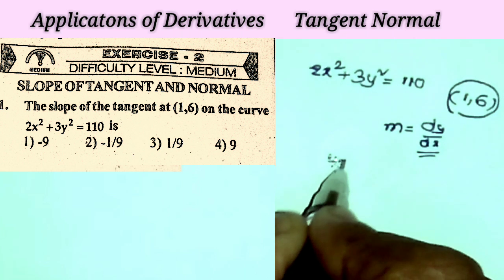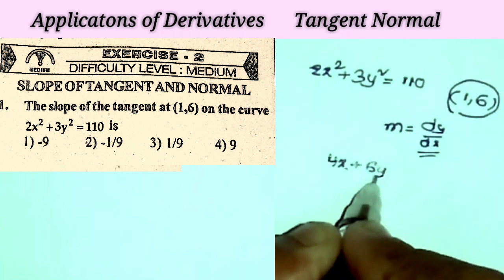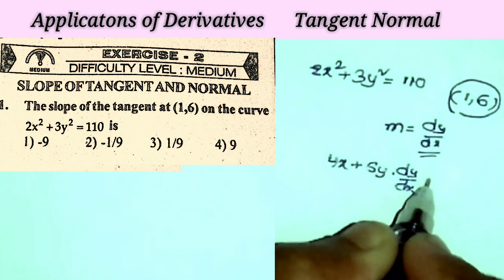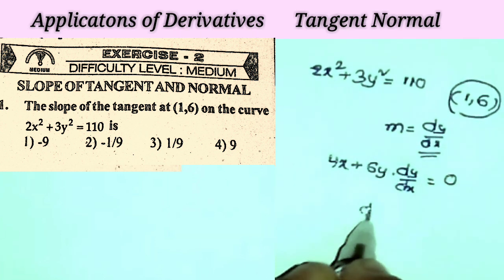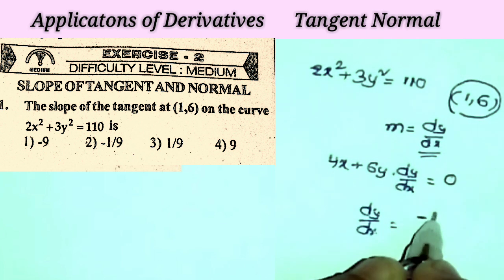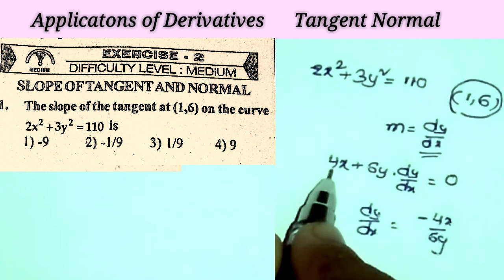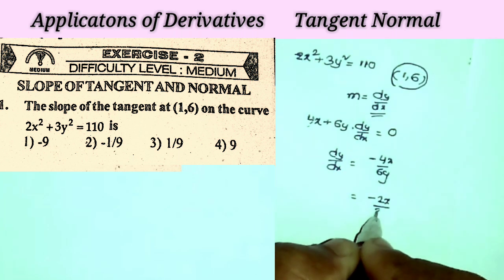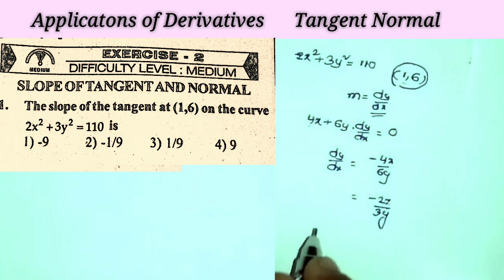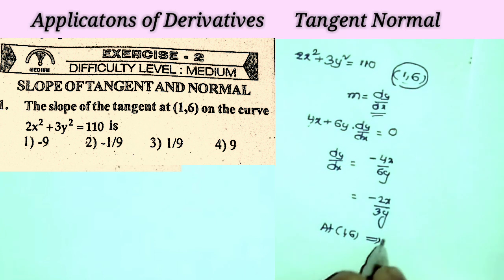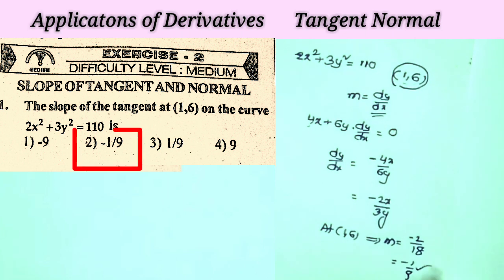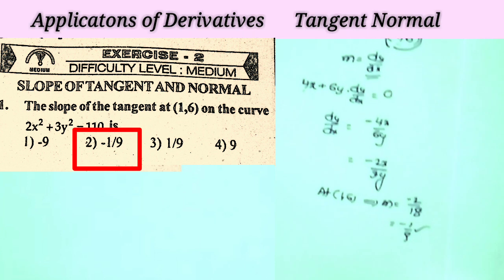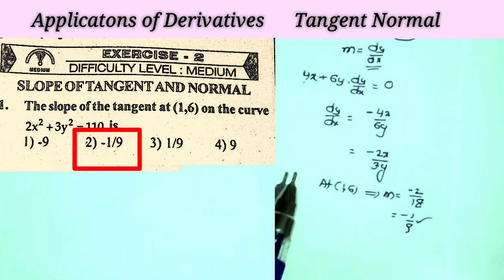2 into 2x, 4x, plus 3 into 2y, 6y into dy by dx is equal to the derivative of 110, which is 0. That is, the value of dy by dx is equal to minus 4x by 6y, that is minus 2x by 3y. But what is given? The point is 1 comma 6. Substituting that point, we get m is equal to minus 2 by 18, that is minus 1 by 9. That's all, which is the second option. To find the slope of the tangent, simply do the derivative and replace the given point.